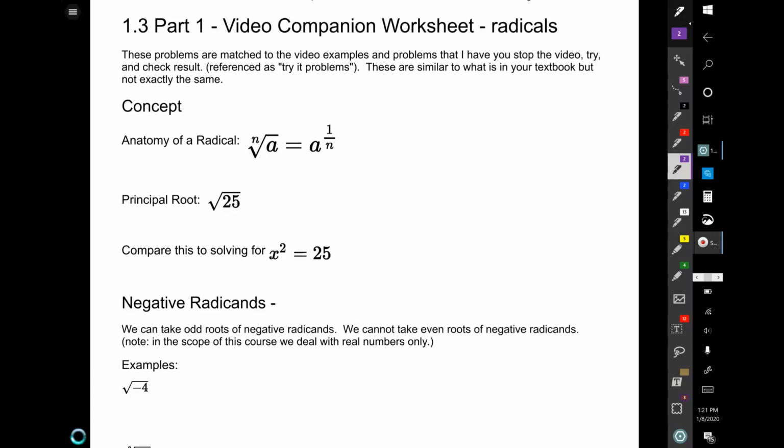So anatomy of a radical is what I want to talk about first in that first line there. So we have the nth root of a equals a to the 1 over n. So you can always write the root method as a fractional exponent, and they mean the same thing. So for example, if I had a to the 1/2, that would be the same as writing square root of a.